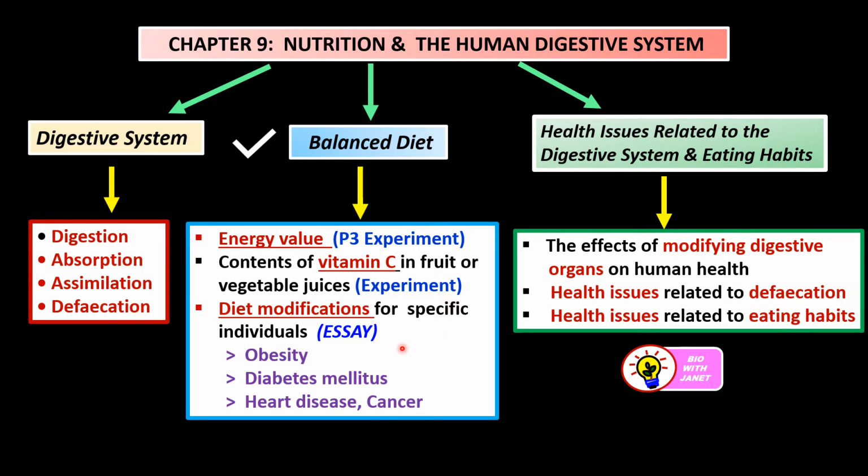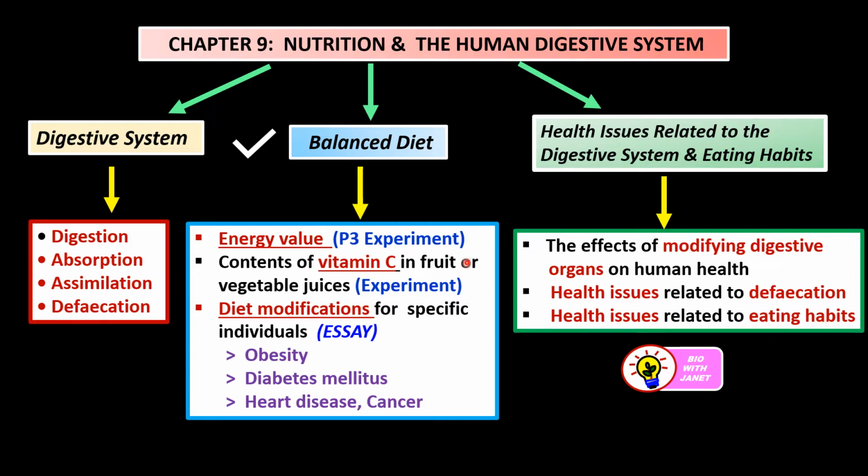And we'll also discuss diet modifications for specific individuals, such as those who suffer from obesity or suffer from certain diseases. So this is also important for essay questions in SPM. Now, after that, we'll discuss health issues related to the digestive system and eating habits, and the effects of modifying digestive organs on human health, also issues related to defecation and health issues related to eating habits.